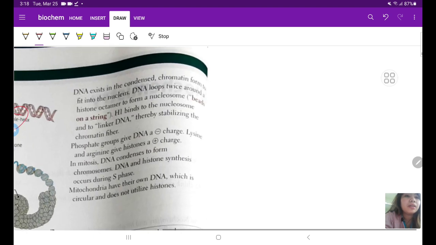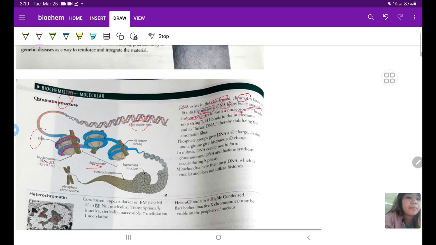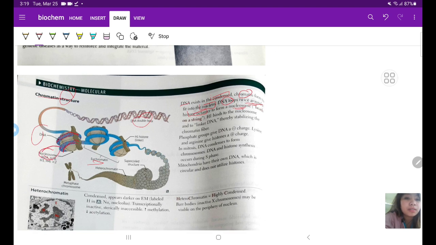So here it says DNA exists in the condensed chromatin form to fit into the nucleus. DNA loops twice around the histone octamer to form a nucleosome. So here's the DNA, and the DNA loops twice around the histone octamer to form this nucleosome. It is also called beads on a string.